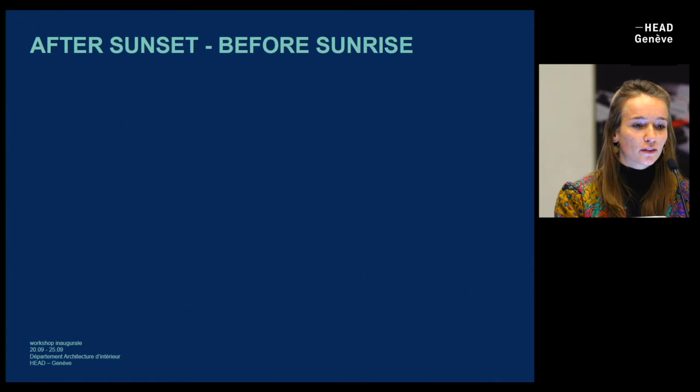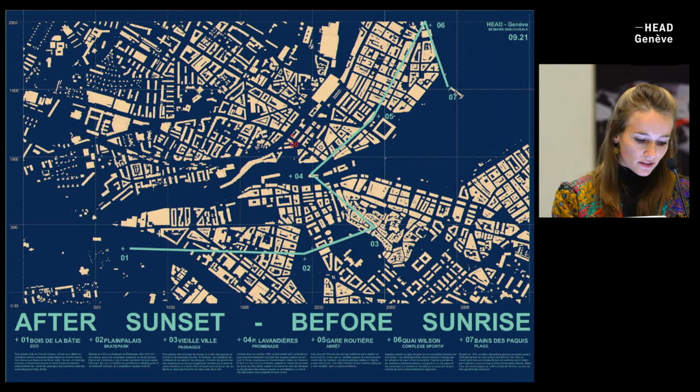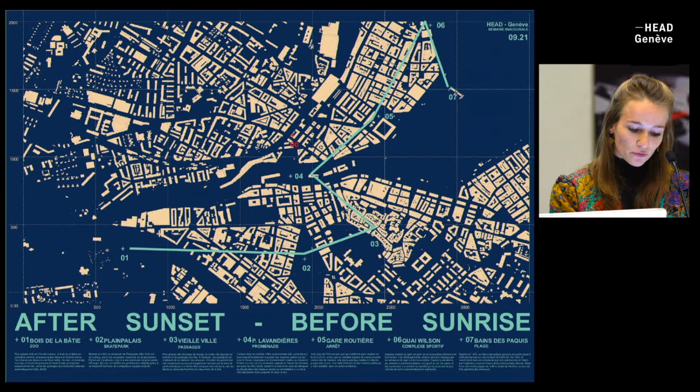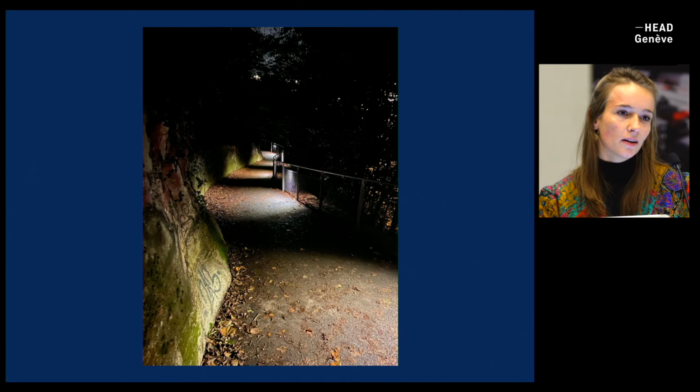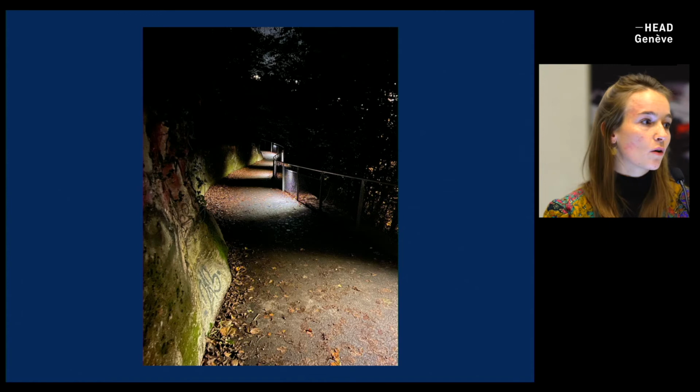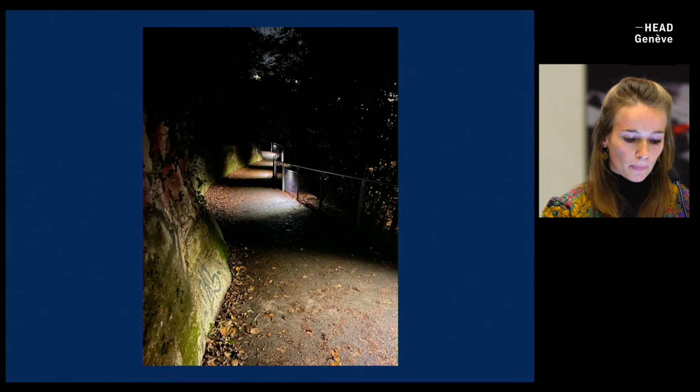After Sunset, Before Sunrise took the city of Geneva as a case study and explored its transformation at the very ephemeral moment of sunset, in order to explore and understand the specificity of the city by night. During this week, we questioned how intangible elements can influence tangible elements. So, for instance, how can light, sound, and activity influence our perception of buildings, streets, or any other physical artifact from the city?